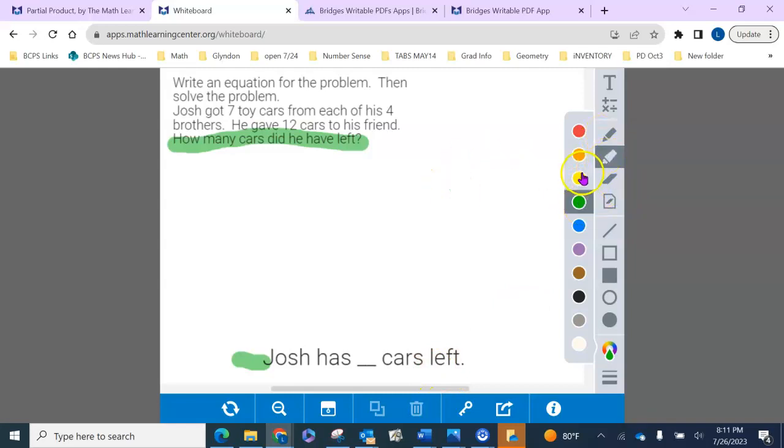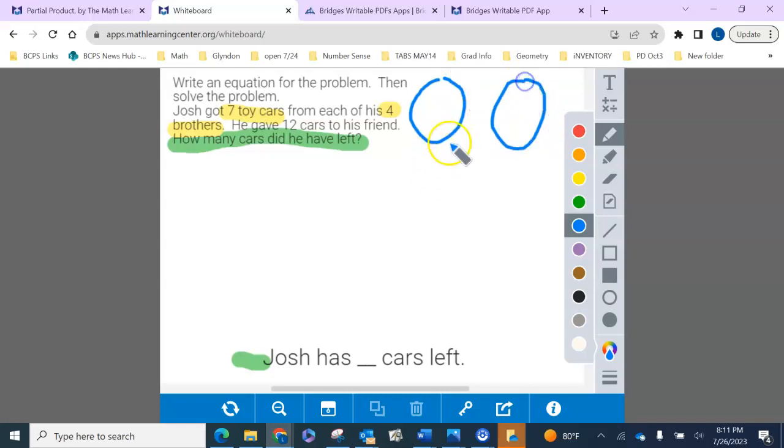Okay, so let's go back and take a look at that problem and see all the information that it gives us. Josh got 7 toy cars from each of his 4 brothers. So I'm picturing that in my mind. I'm going to draw a picture there to help me figure that out. So he has 4 brothers. Here's brother 1, brother 2, brother 3, and brother 4. And he got 7 toy cars from them.